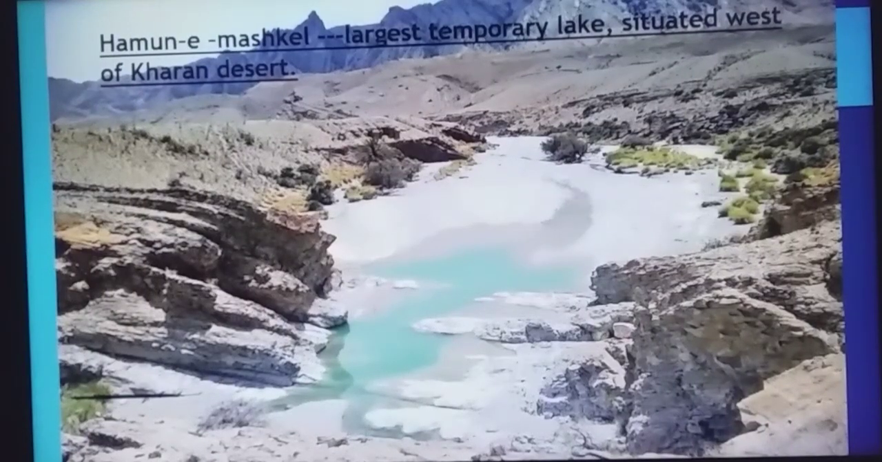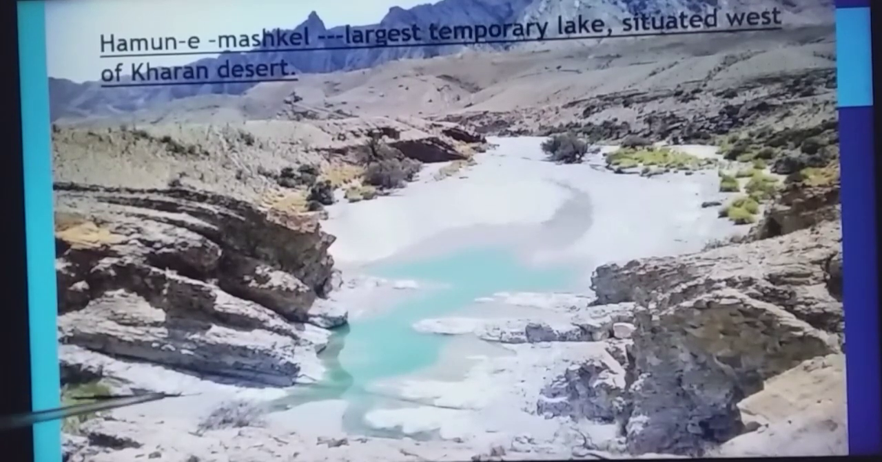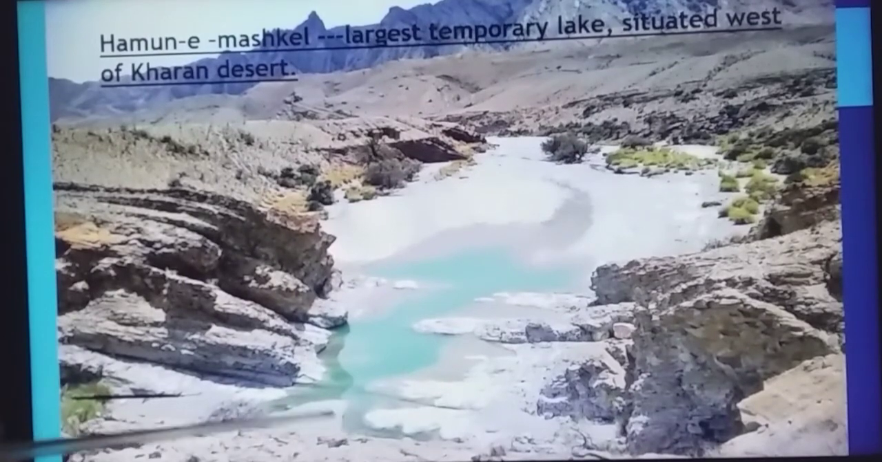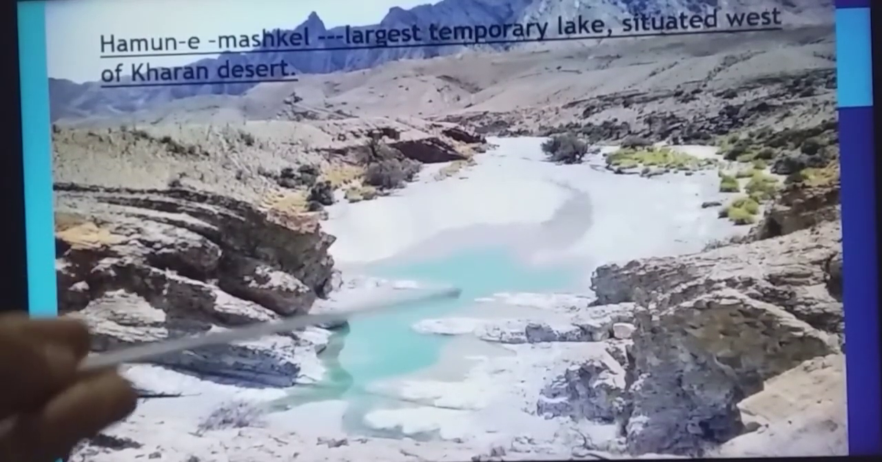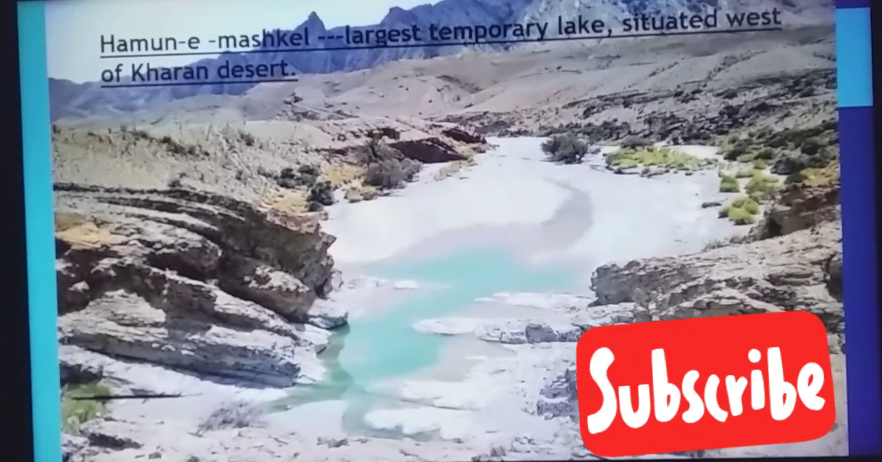Harmon-e-Mashkal, you have to remember the name, is the largest temporary lake which is situated to the west of the Kharan Desert. Now, here itself, in the picture itself, it's very clear. You can see these white patches. This white patch is all salt. So when the water evaporates, what remains behind is this salt.